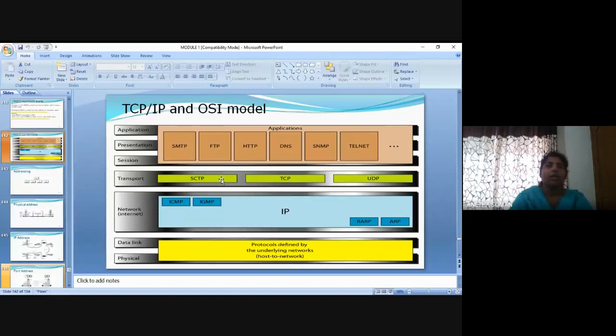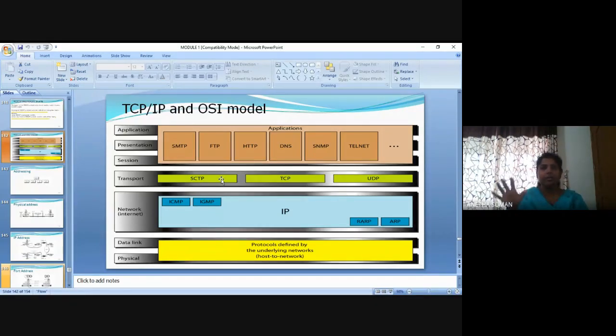Now the last layer, that is the application, presentation and session layer. What does it contain? It consists of some networking applications, as we have discussed in the OSI model, like SMTP, FTP, HTTP, etc. SMTP, Simple Mail Transfer Protocol, is for email; FTP is for file transfer. For particular applications, you will make use of some protocols.